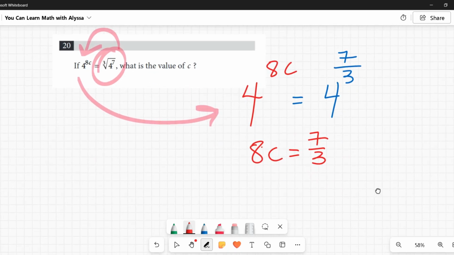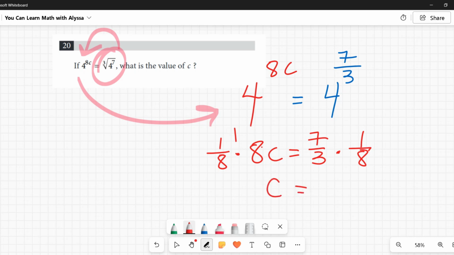c is being multiplied by 8, so I need to do the opposite of that. I need to divide by 8, which, because we're dealing with a fraction over here on the right, dividing by a whole number is the same as multiplying by the reciprocal of that number. So dividing by 8 is the same as multiplying by 1/8. Multiplying by the reciprocal. Same difference. Because 1/8 times 8 is just 1, so 1c is on the left.